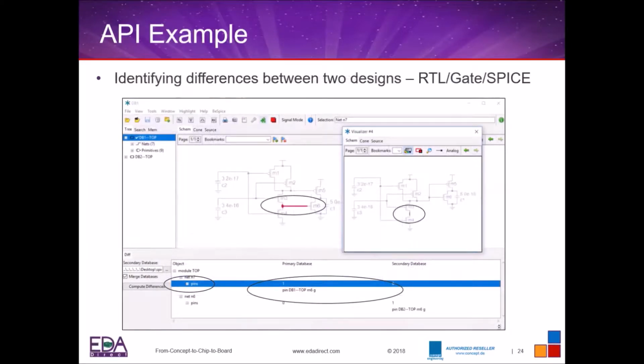Another example of an API is the ability to identify differences between two designs. Now, the designs have to be either both in SPICE, both gate level, or both RTL. It's not an equivalency checker or where you can do a gate to RTL netlist comparison. They both have to be in the same format.